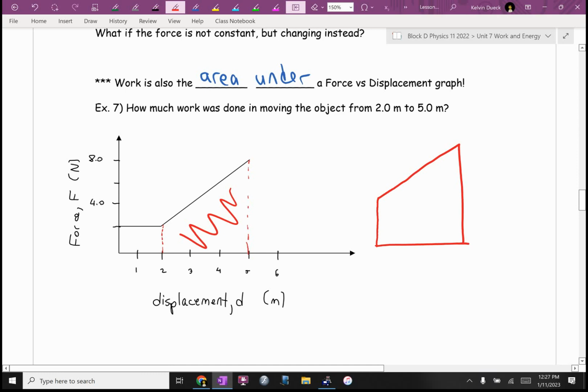That shape has a name. It has 2 sides that are parallel and 2 that aren't. Does anybody know, what do we call 2 parallel sides and 2 that aren't? What do we call that shape? You're right. Trapezoid. It's a trapezoid. Okay?